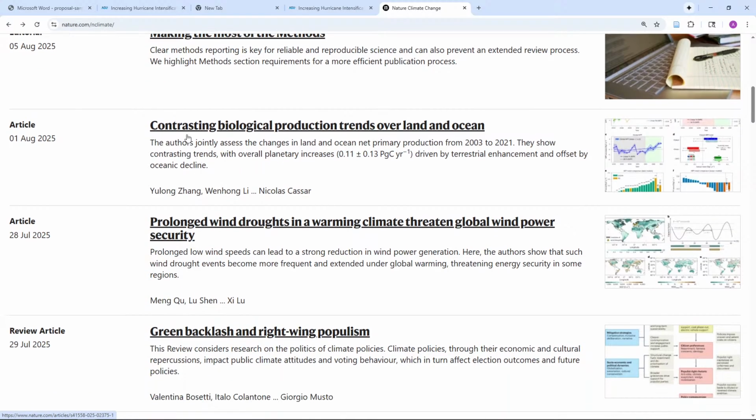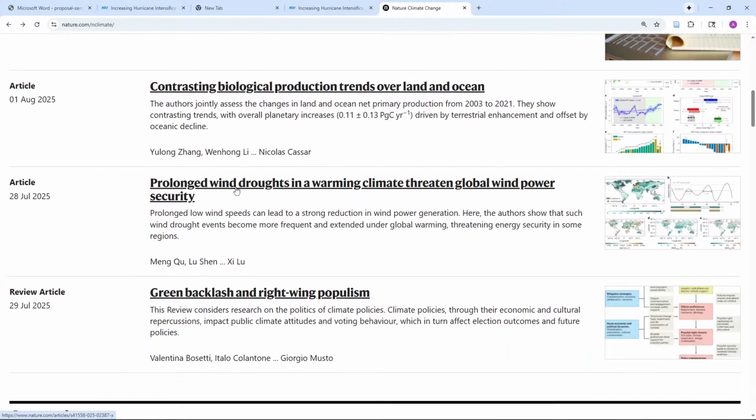And then here, see, prolonged wind drought in warming climate threaten global wind power security. See, perfect title. Prolonged wind droughts in warming climate threaten global wind power security. That is exactly what I was telling you. It tells you the take-home message of the article.